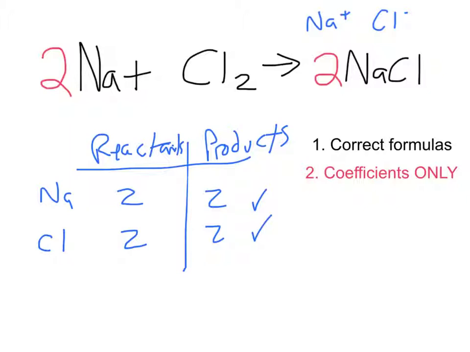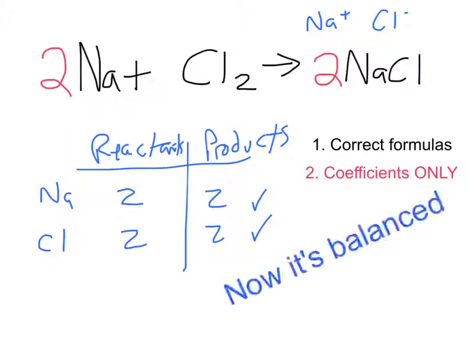I have equal number of atoms in the product and the reactant. Notice what I don't have right here. A 1. We don't actually write 1. Make sure that you don't write a 1. The 1 is understood. So once you do your coefficients, make sure that you have the right number of atoms on the reactant side, the product side, everything works out, and then it's balanced.